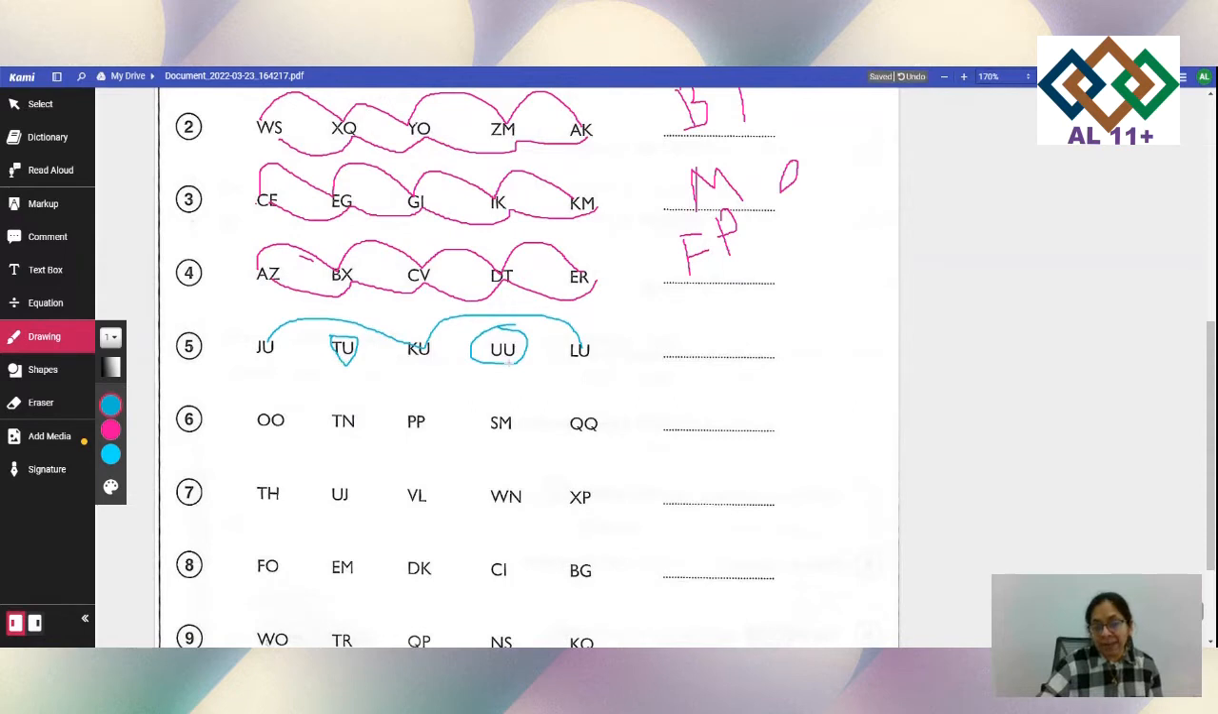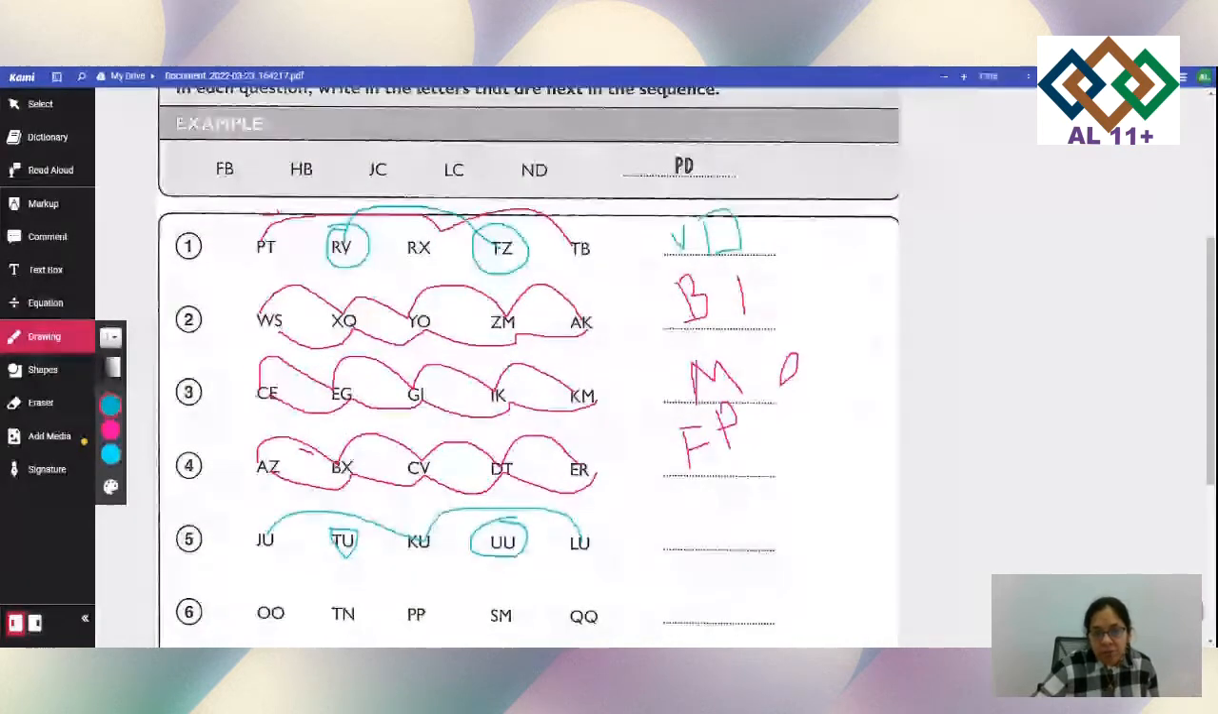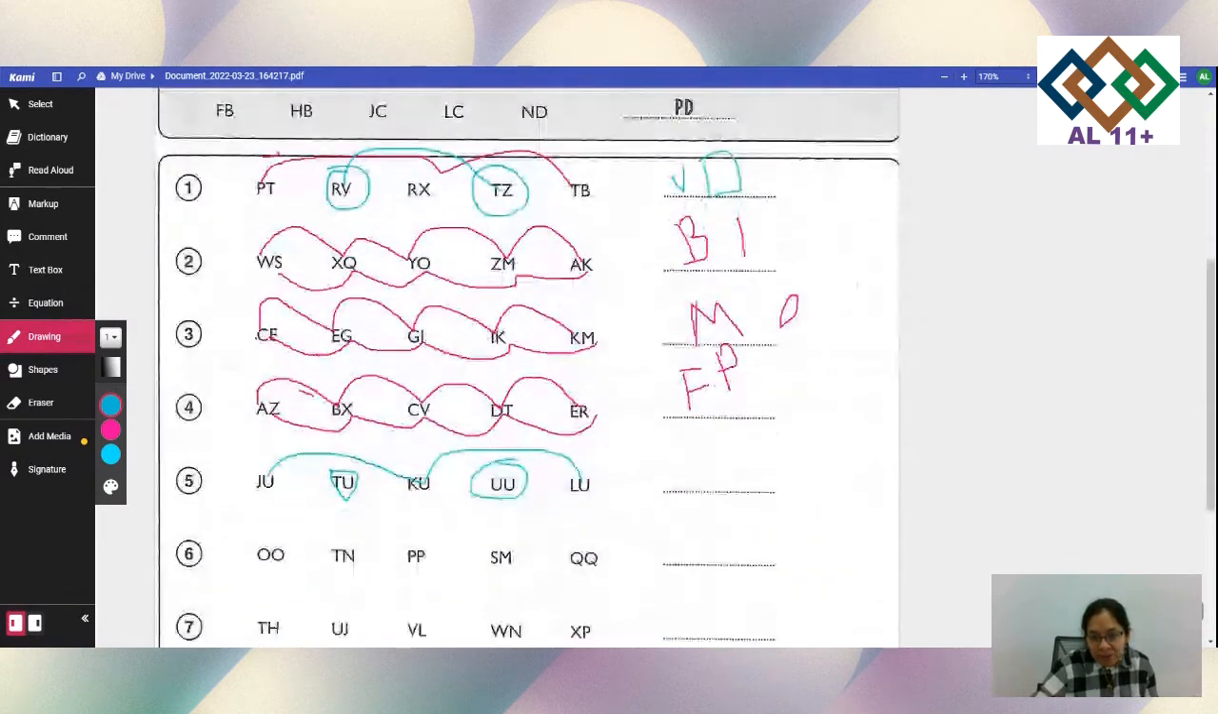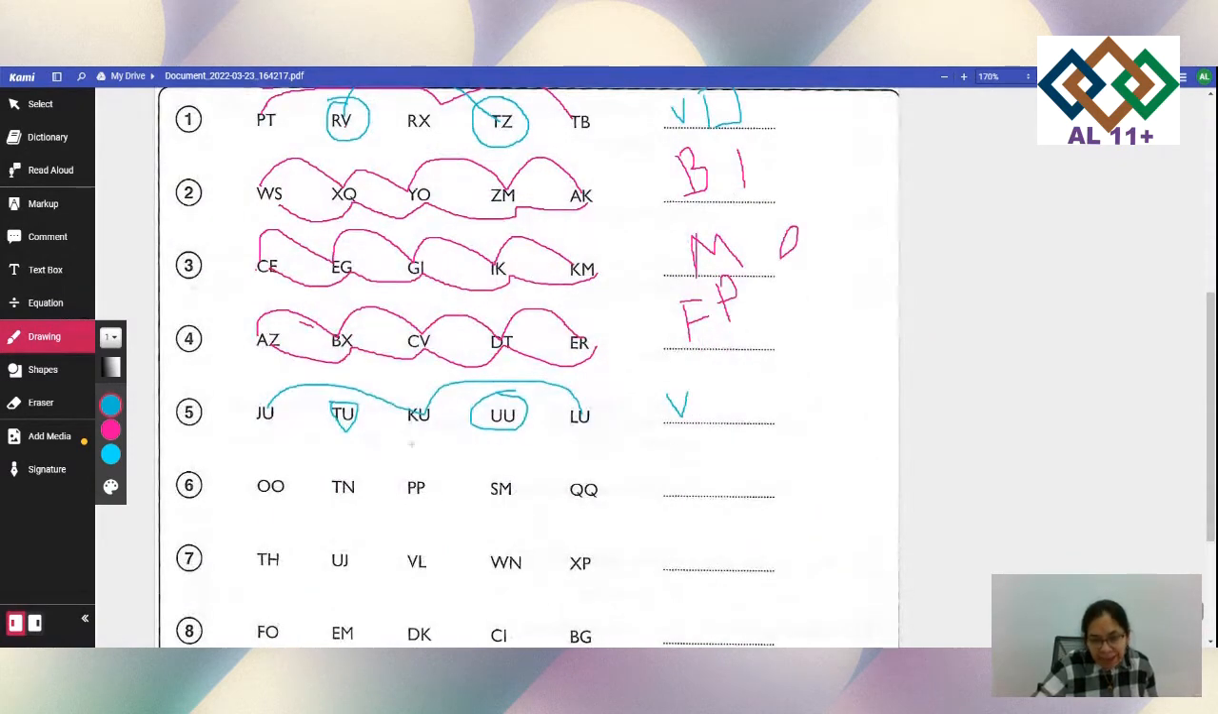So we have to look at the sequence. This is the way when you divide two sequences from T to U. So now from T, you're going to U. So you're going one forward. So this makes the life easier for the kids to do it. From U, going one forward is a V. So I know the first one is a V.